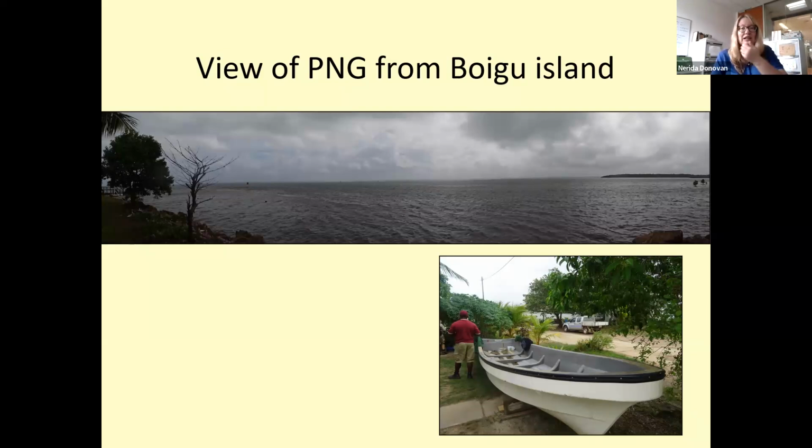And PNG and Torres Strait travel is often by these boats that you see there. They're not that large. That's how close it is. So in that top photo, you might be able to see the land on the horizon. That's PNG, and I'm standing on the northernmost Torres Strait island, Boigu Island.